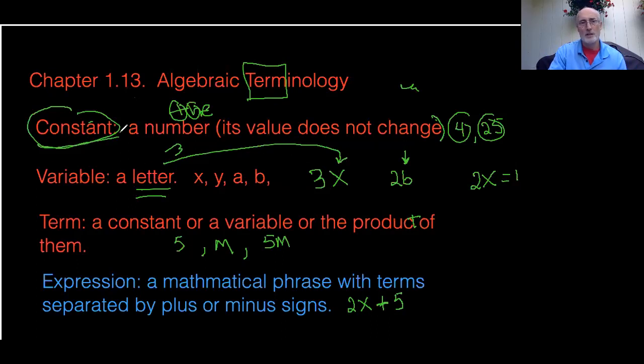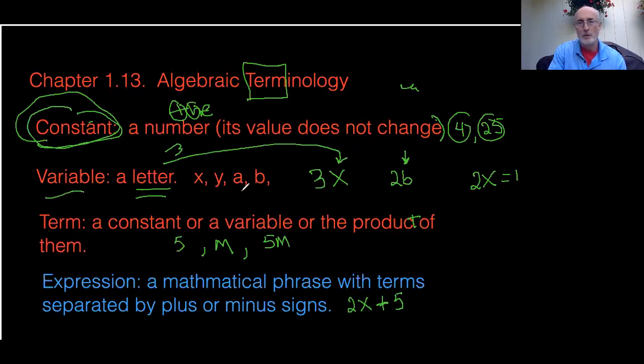Something called a constant here. A constant is just a number. It's another name for a number, okay? Like 4 or 25 here. In algebra, a constant is a number. Okay, just like the letter T or R is a consonant in language. Constant stands for a number, and a variable stands for a letter.